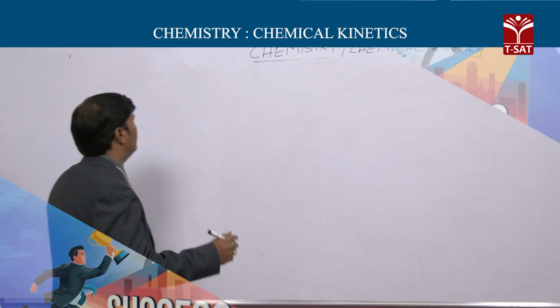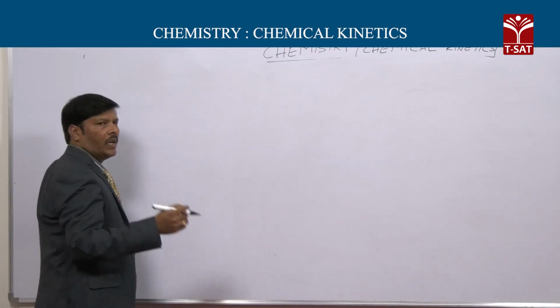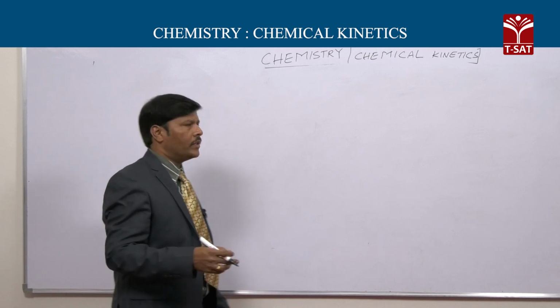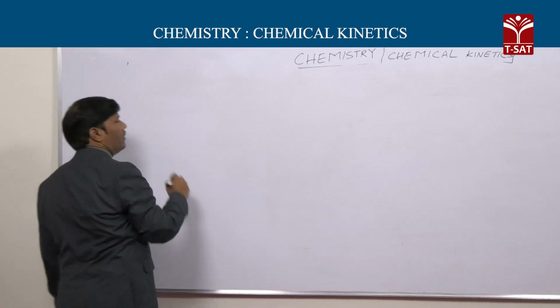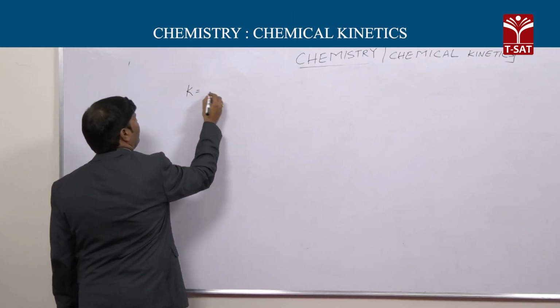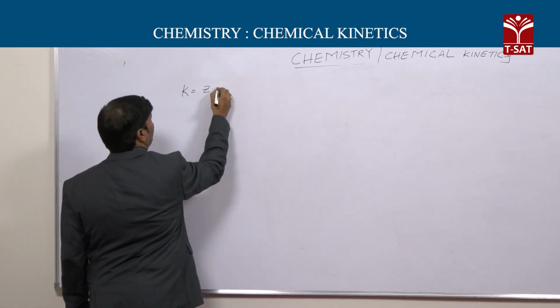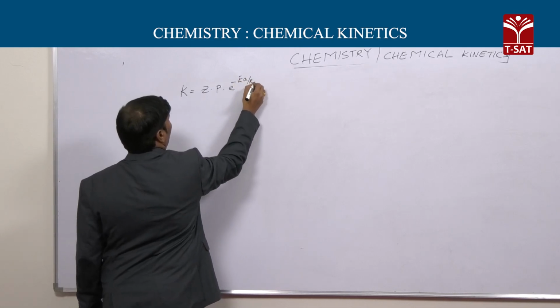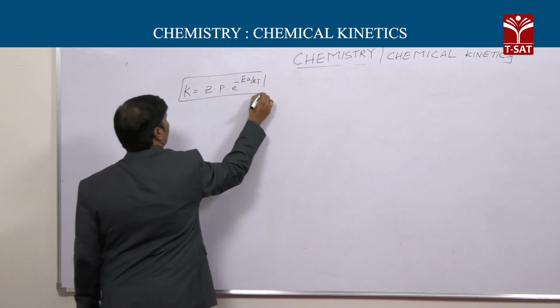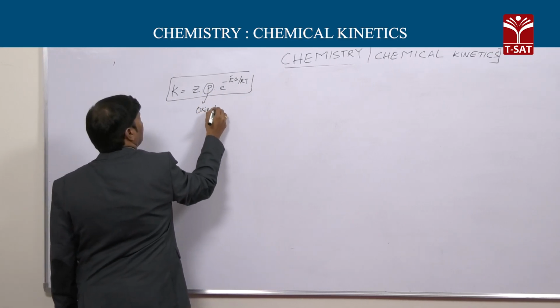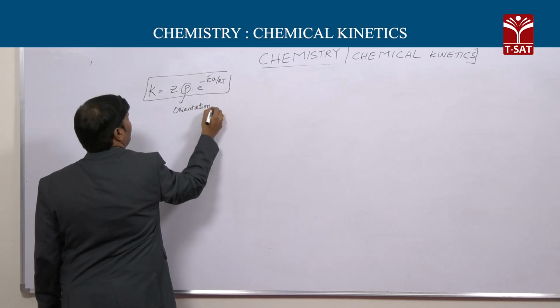So my dear students, let me finish one last part in the temperature dependence of the rate of reaction. Earlier I already gave you one expression, k = Z P e^(−EA/RT). Here P stands for the orientation factor.